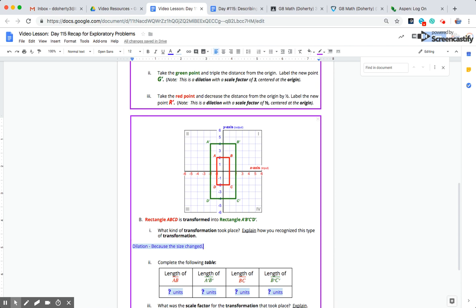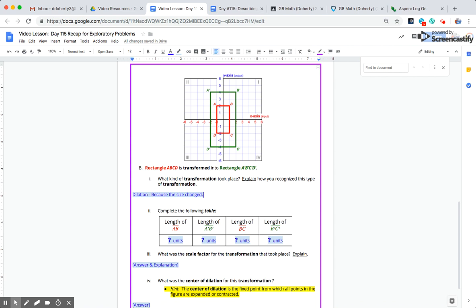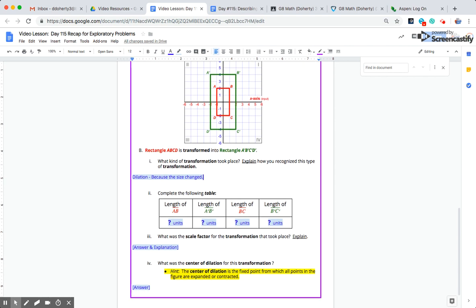And then we're going to get more specific to this dilation and what actually happened. You're asked to fill this out, the length of AB. I'm going to go through this quickly, but if you count on this graph, the distance from A to B, line segment AB, is 1 unit, 2 units. The distance from A to B prime, the new AB, is 1, 2, 3, 4 units. So we see that that doubled from 2 to 4, from the old AB to the new AB.